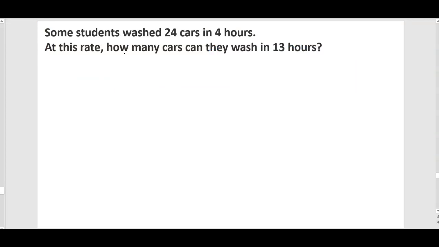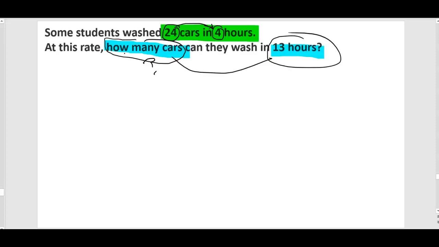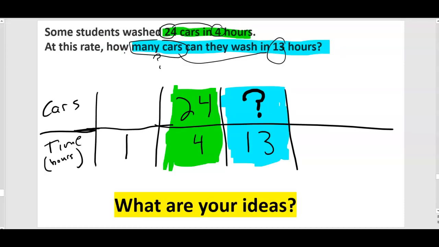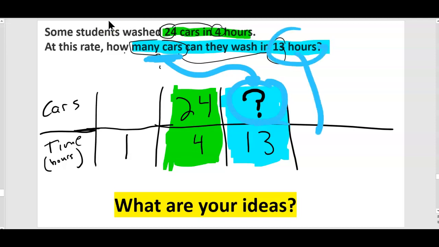Students, 24 cars in 4 hours. At this rate, how many cars can they wash in 13 hours? Here it is. What are your ideas? Can you just go straight from 24 cars in 4 hours? How many cars? That's why we put that question mark. How many in 13 hours? That's why the 13 is here.